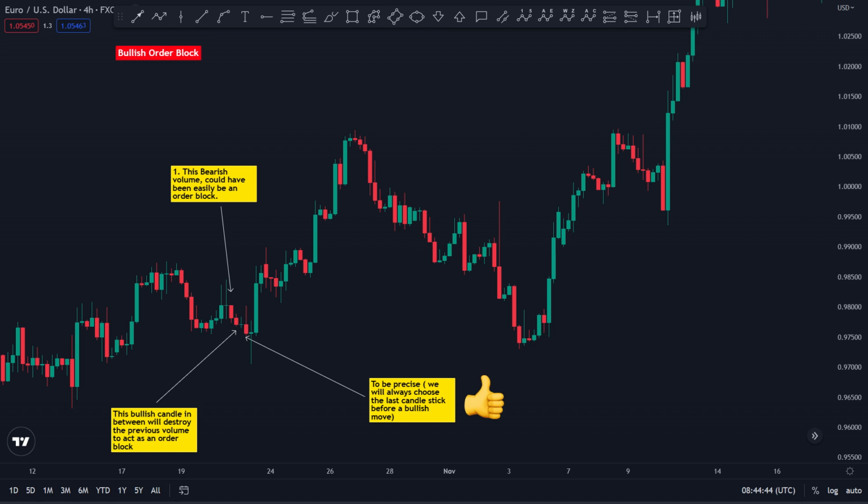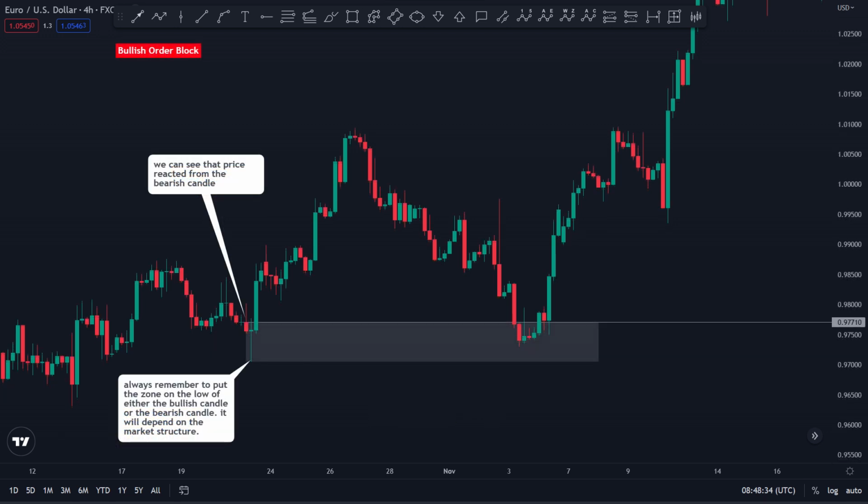We can see on this one that we have two bearish candles, followed by another bullish candle. So in this scenario this won't be considered an order block unless we move up one time frame higher. And lastly, as you see this kind of pattern, just know that price has the potential to destroy an order block. So to be precise, we will always take the last bearish candlestick before a bullish move. So now let me show you the order block.